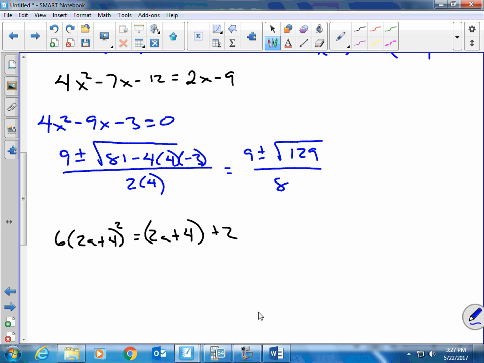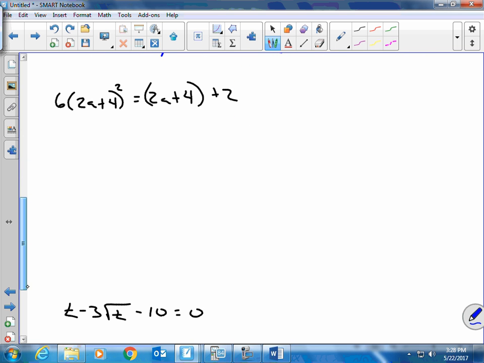Next, is there a perfect square that goes into 129? I don't think so. So we're done. If you're going to the nearest hundredths, you just grab a calculator, type in 9 plus square root of 129 divided by 8, and 9 minus. All right, so there's some of the practice problems.